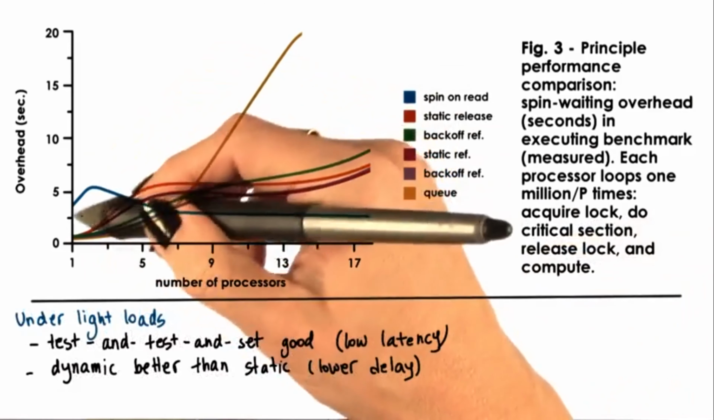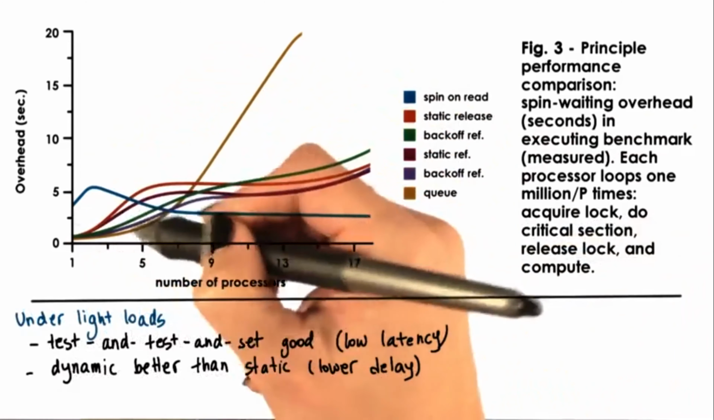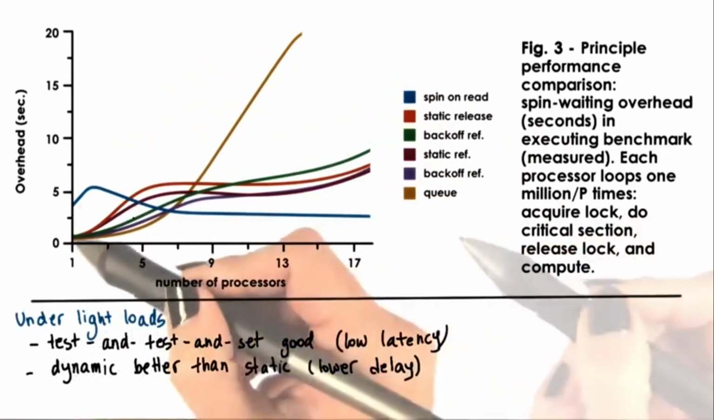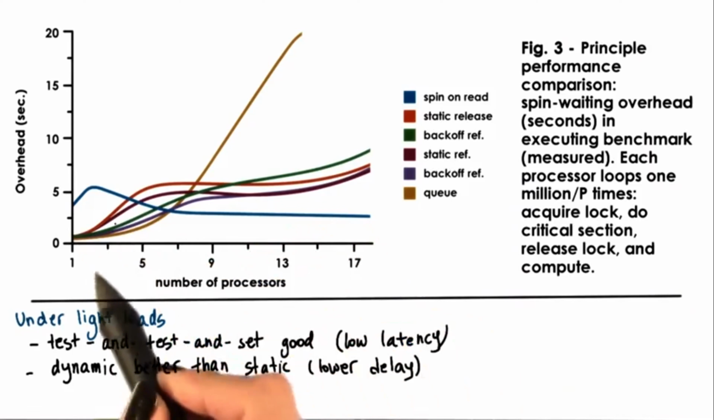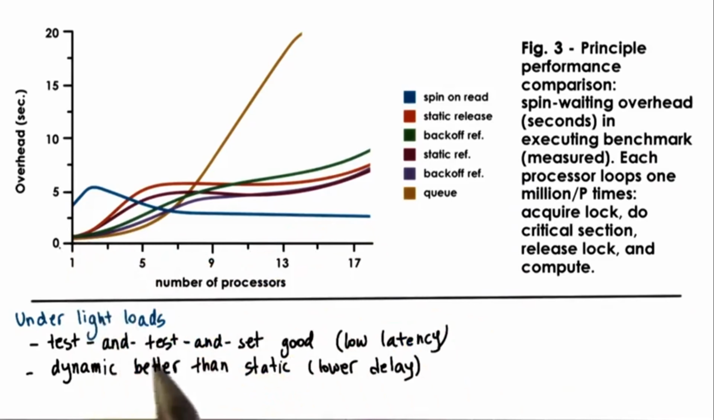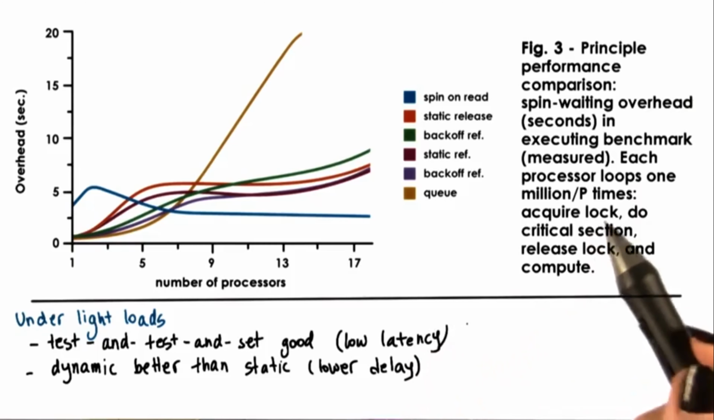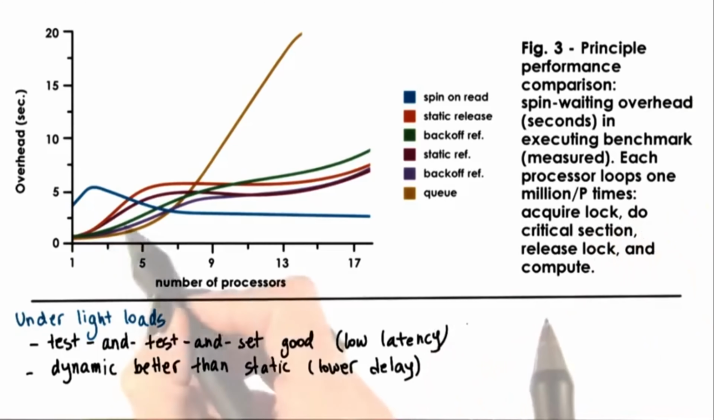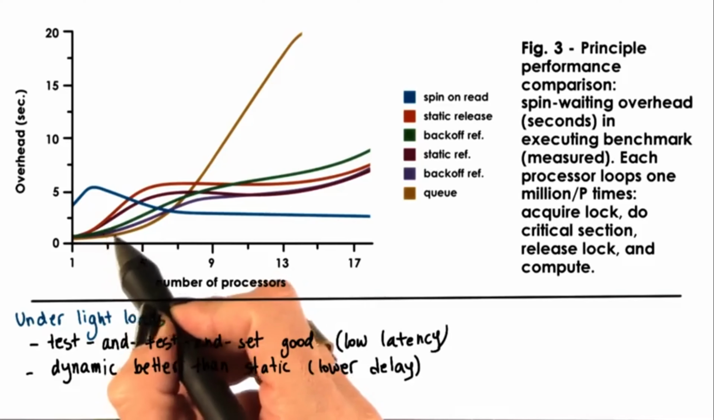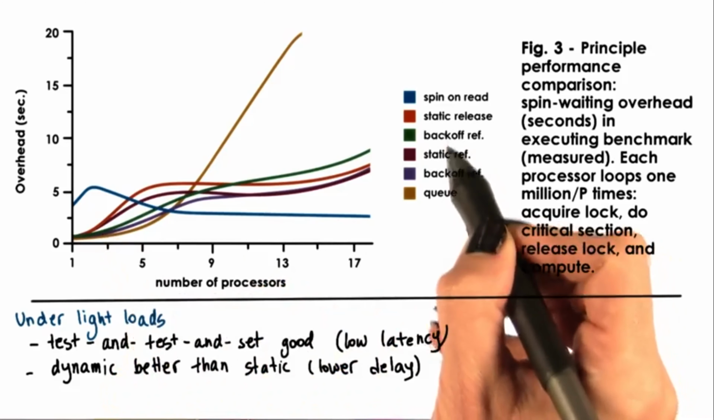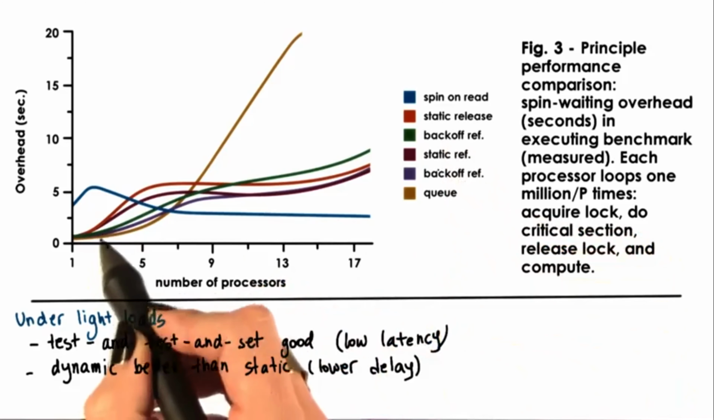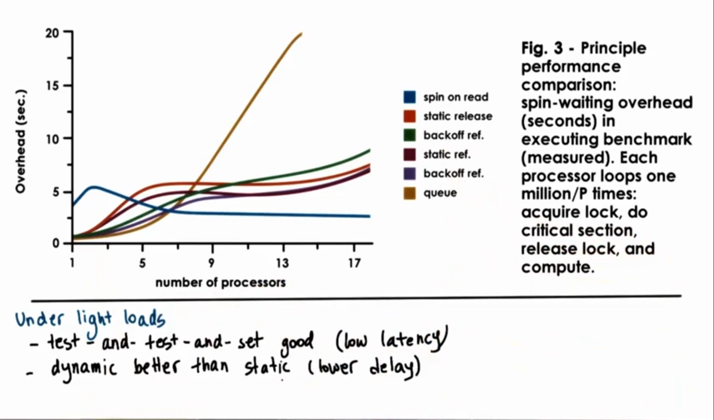Under light loads, when we have few processes and few processors as well, we can make a couple of observations. First, we see that test and set performs really pretty well in this case, and that's because this implementation of a Spinlock has low latency. We were just performing a check if lock equal busy, and then we were moving on to the atomic test and set. We also see that in terms of the delay alternatives, the dynamic delay alternatives, the backoff delay alternatives, perform better than the static ones.